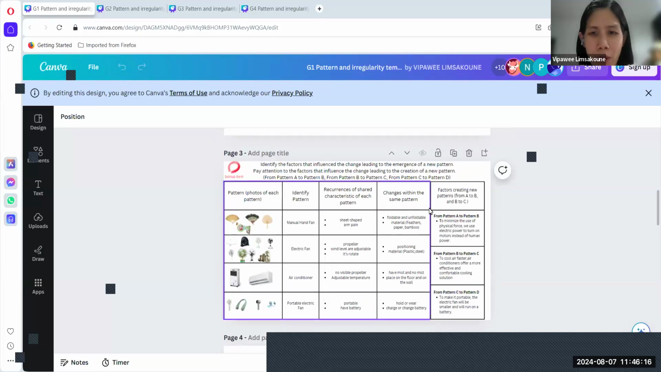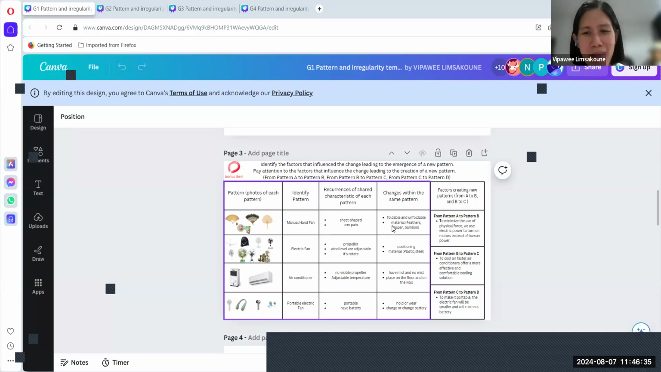Okay. So from here, they identify the recurring shape characteristic of the manual fan: it is sheet shaped. Oh, it's like a sheet. Arm pain, it makes your arm tired.